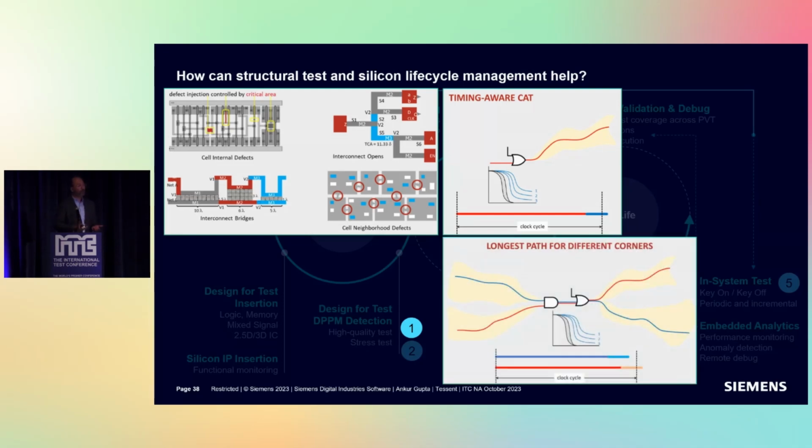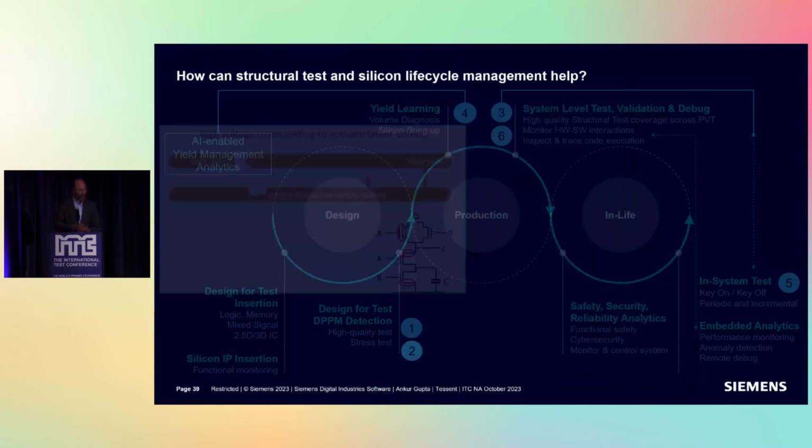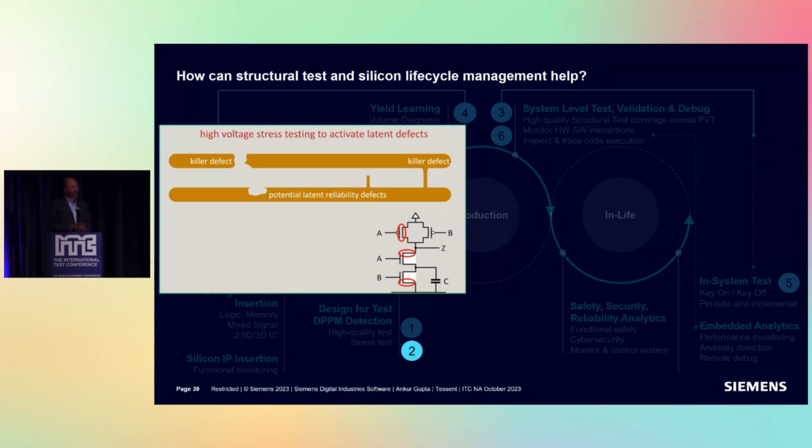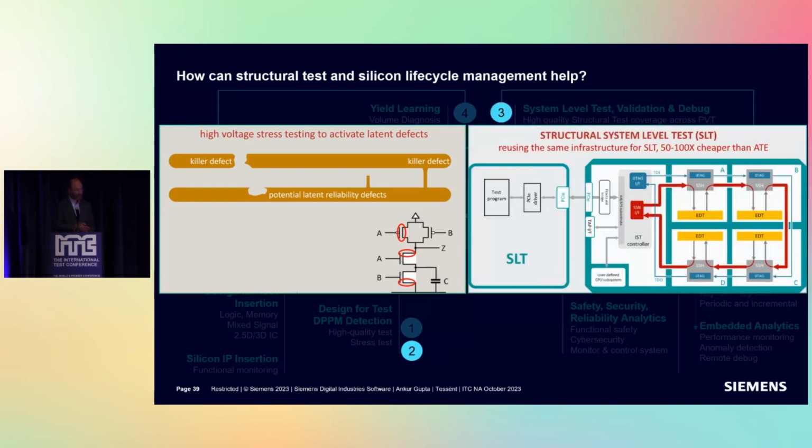You can do more. You can study these paths across critical corners. It's not just a single corner world that we live in, it's multi-corners. On the stress testing side of things, we are working with key semiconductor partners to develop higher quality of stress test. On the system level testing side of things, we have under development capability to enable these high quality scan tests on a SLT. We are working with our partners on the testing side as well.